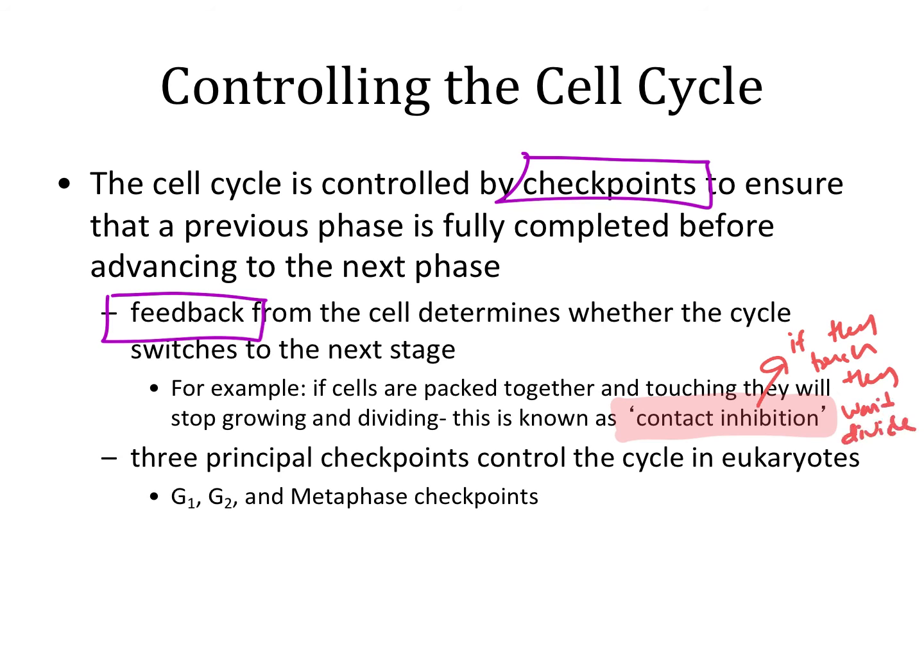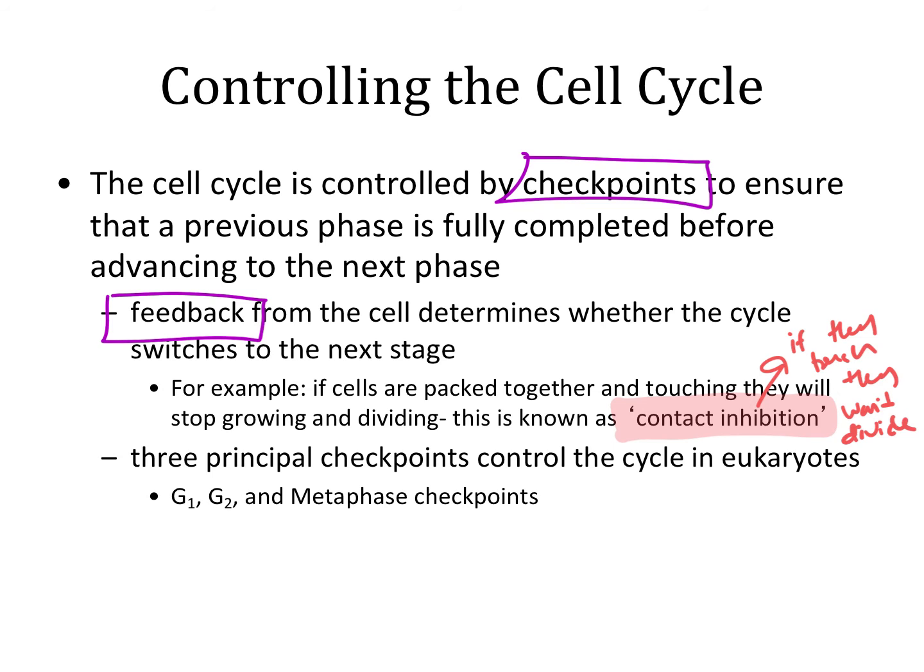Because if they're touching their nearest neighbor, what does that mean? There's no more space. There's no more room, right? And if there's no more room, should I keep dividing? That's how you end up with cancer, okay? If there's no more room, then you should undergo contact inhibition and the cells will not exit out of G1. They'll just hang out in G1, okay? Should I go into S phase if I'm not gonna divide? No, bad idea, okay? So if we're undergoing contact inhibition, we'll just hang out in G1, okay?